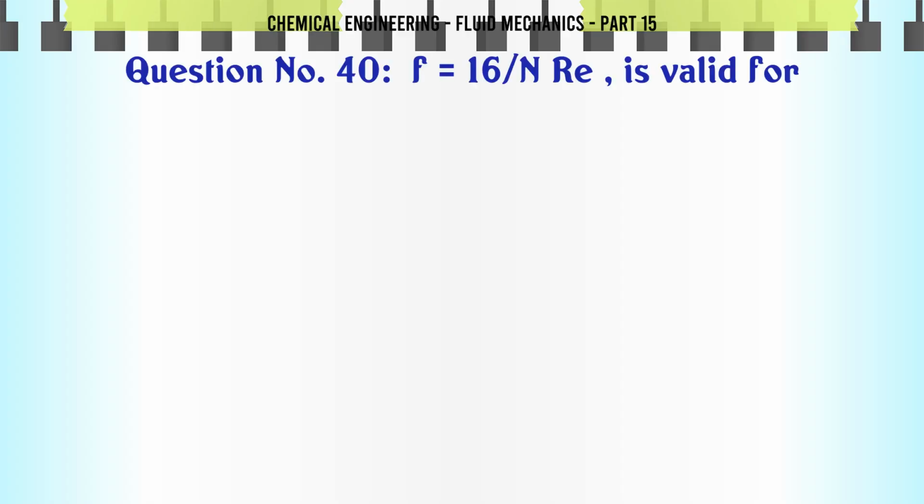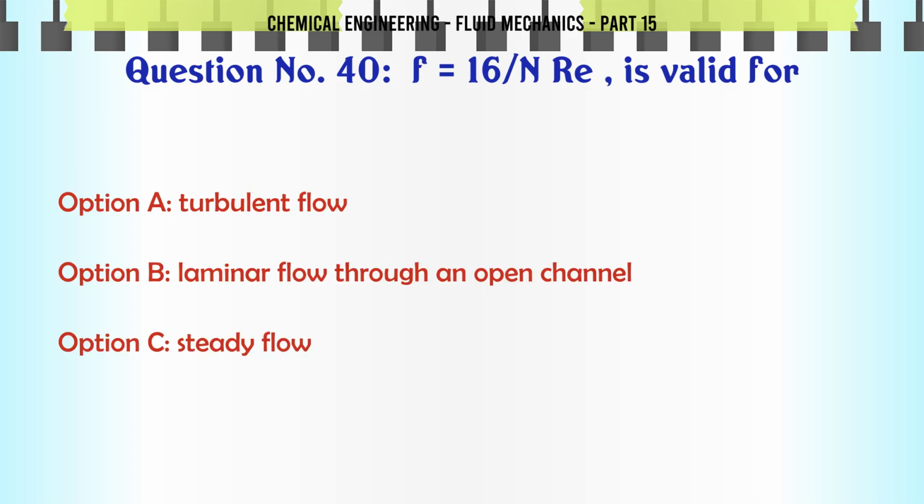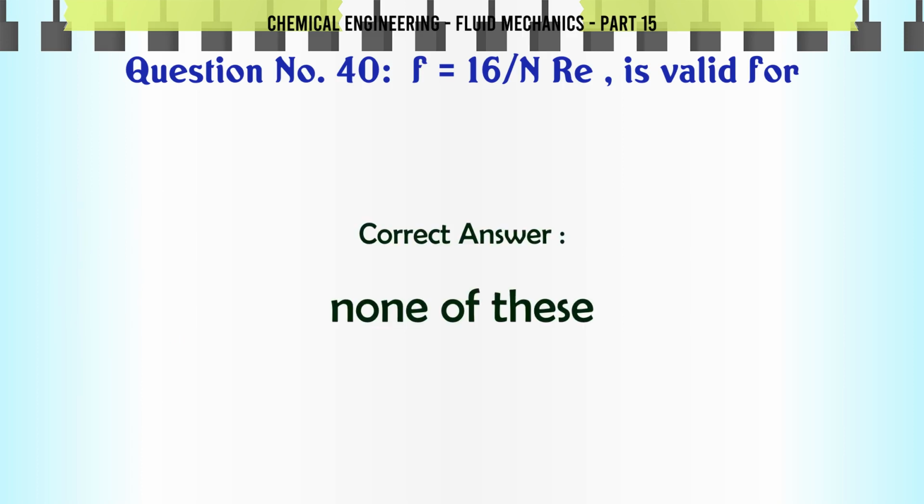Francis Henry is valid for A. Turbulent flow, B. Laminar flow through an open channel, C. Steady flow, D. None of these. The correct answer is none of these.